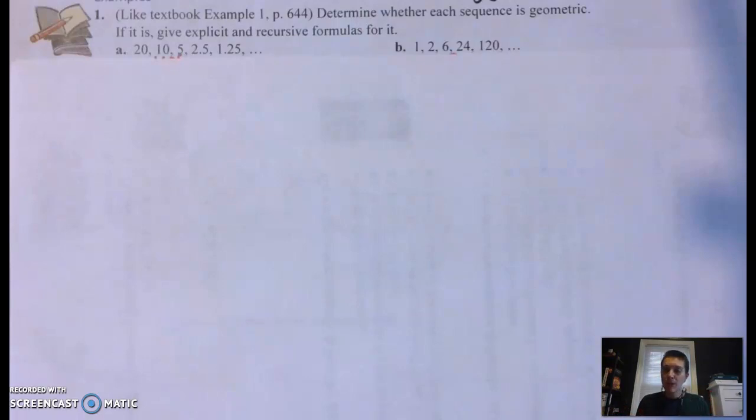We actually did this problem really quickly in the arithmetic videos, so you might remember it. We already discovered that what we're doing is dividing by 2 each time. 20 divided by 2 is 10. 10 divided by 2 is 5. 5 divided by 2 is 2.5, and so on and so forth. So yes, this is a geometric sequence. We've got a yes on A. We're going to have to write some formulas. Let's just check out B.